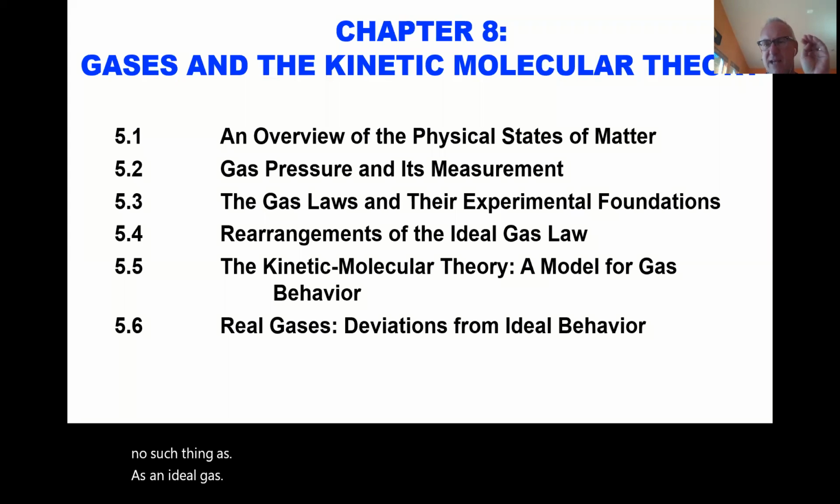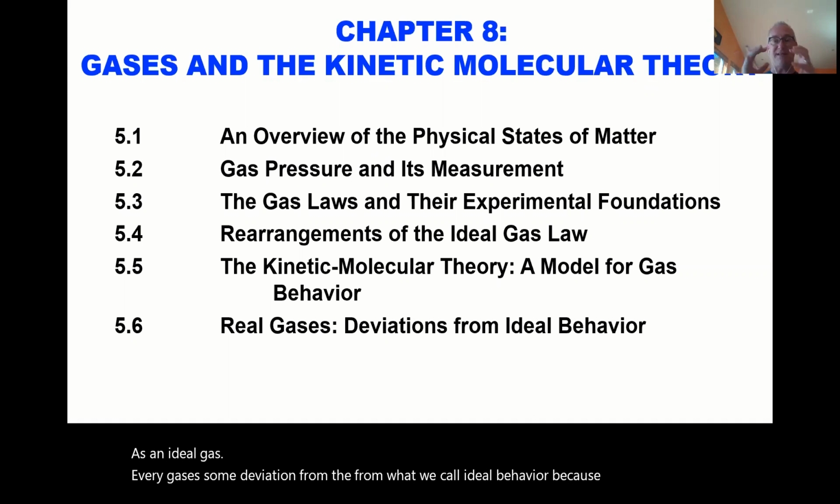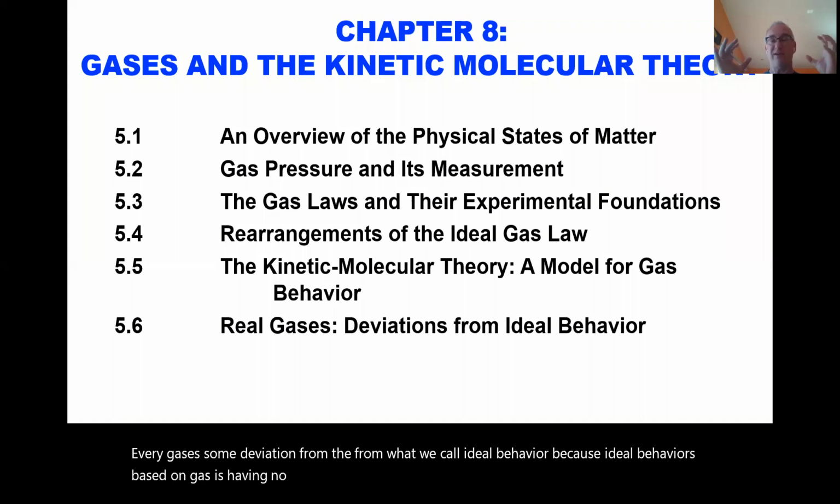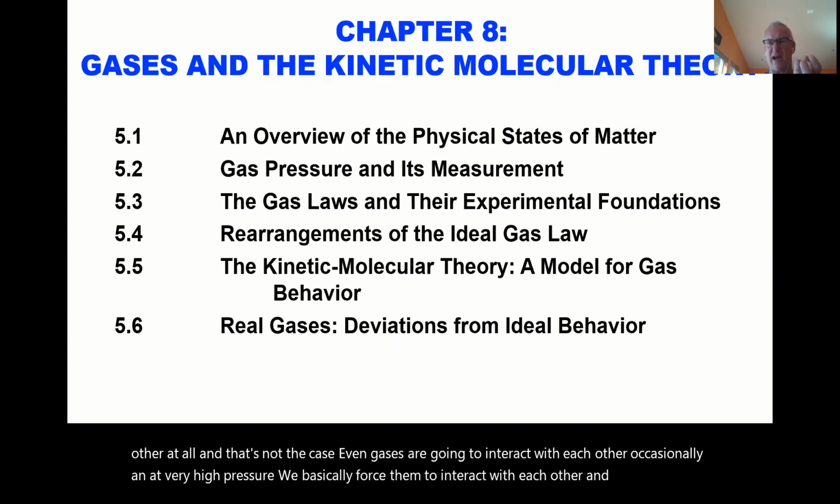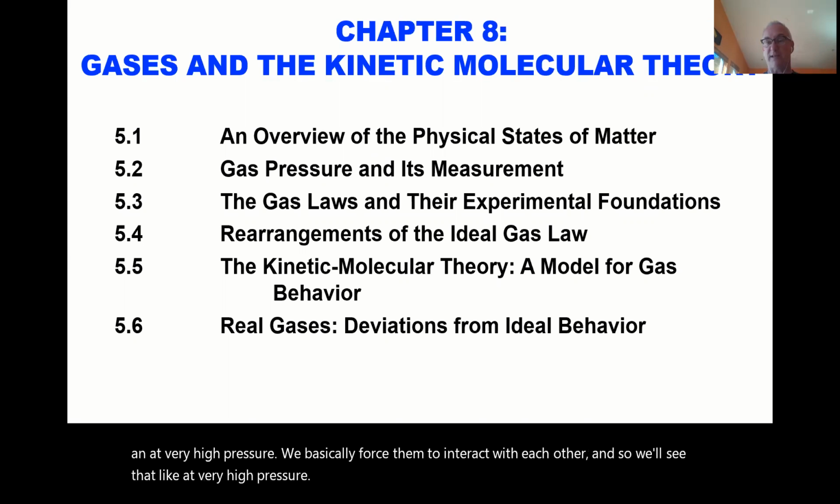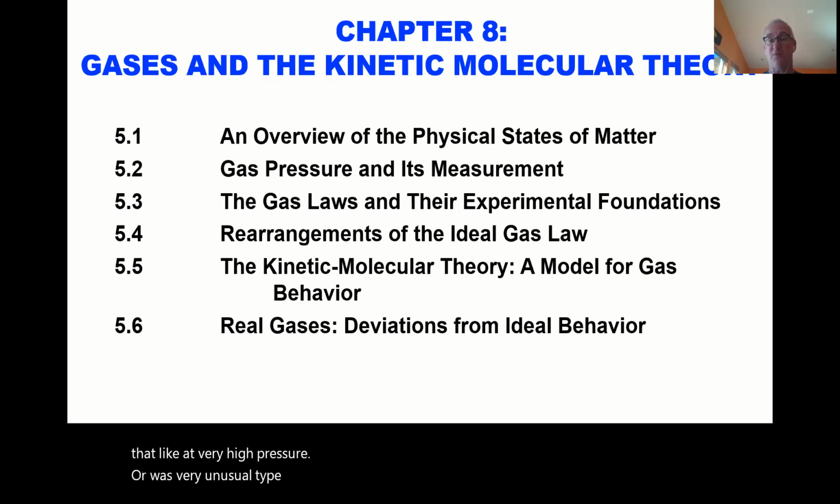Every gas has some deviation from what we call ideal behavior, because ideal behavior is based on gas molecules having no interaction with each other at all. And that's not the case. Even gases are going to interact with each other occasionally, and at very high pressure, we basically force them to interact with each other. So we'll see that at very high pressure or with some very unusual gases, there are deviations away from how so-called normal gases would behave.